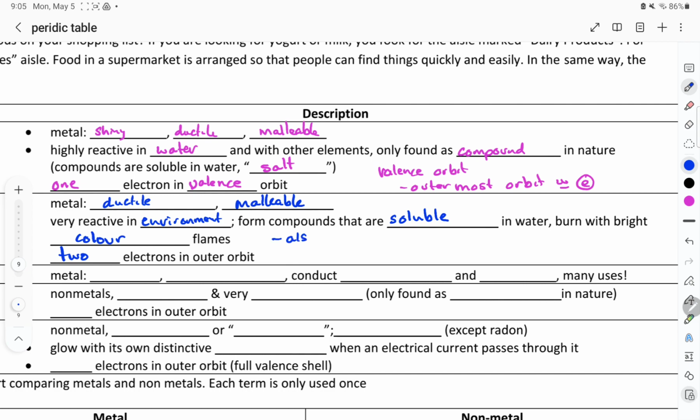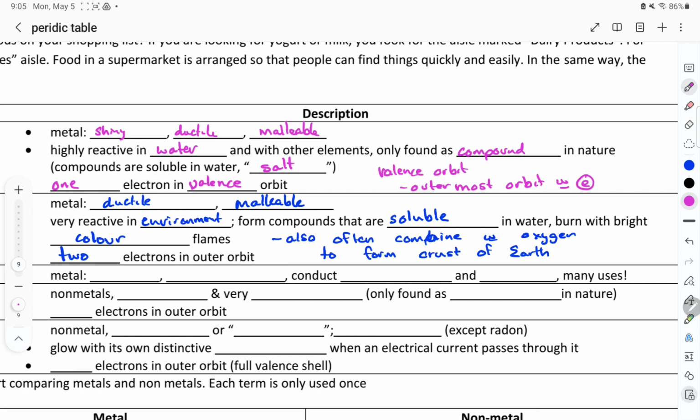They also often combine with oxygen to form the crust of the Earth. So a lot of the rocks that make up the crust are combinations of group 2 metals with oxygen.